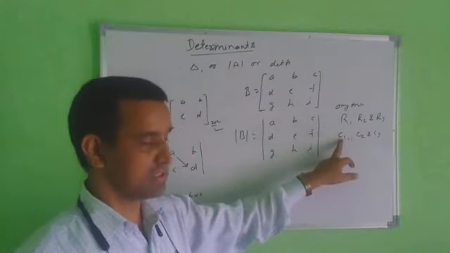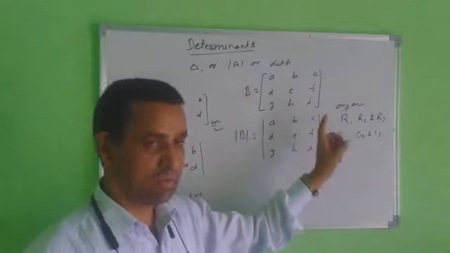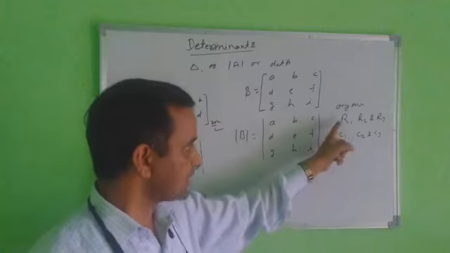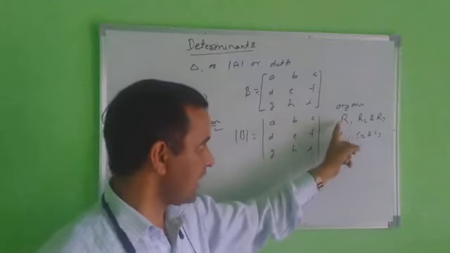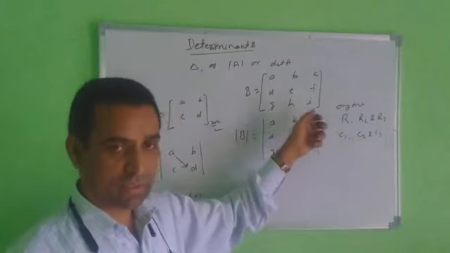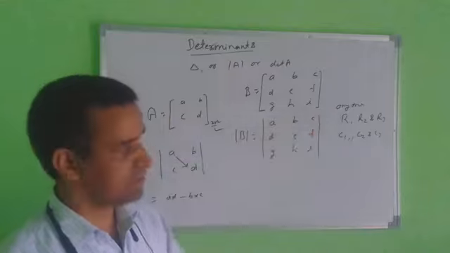The same answer will be found along C1, C2, or C3. So you can choose any one. These are the 6 ways. Expand the determinant along any one of R1, R2, R3, C1, C2, C3, and you will get the same answer.